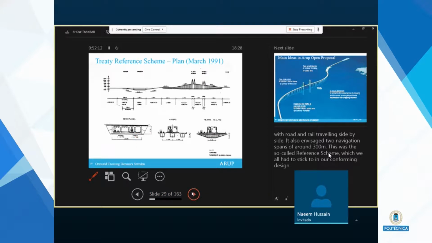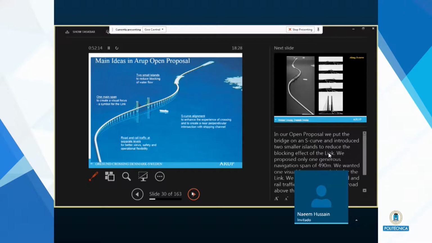So as we said, this was an international design competition, and in the competition you had to do a design keeping the reference condition, but you could also make an open proposal. So what we did, first of all, was to introduce an S-curve.